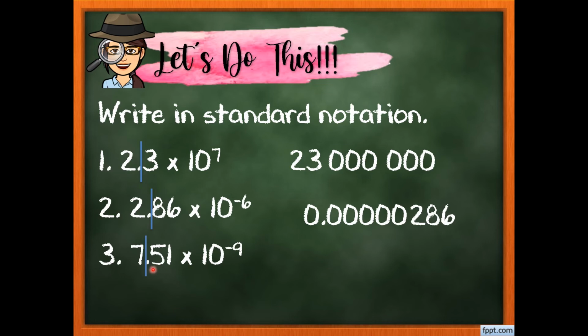Number 3, 7.51 times 10 raised to the 9th power. So, this is your marker, your decimal point, 7.51. It is between 7 and 5. So, we will copy 751. You remove the decimal point.